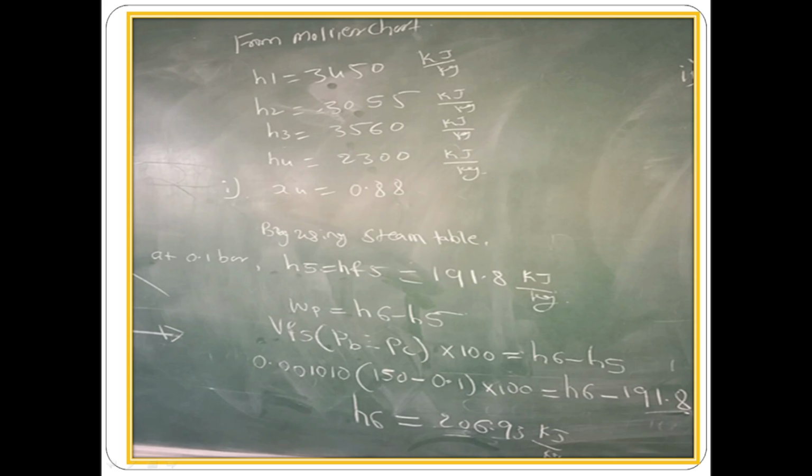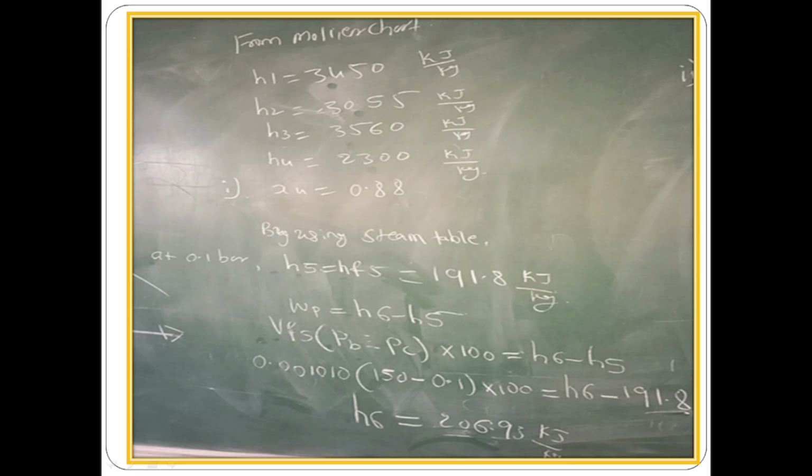And this particular VF we are going to find from the steam table. The operating pressure is again 0.1 bar. Refer to the saturated pressure table and write it here, 0.001010. The boiler pressure, as given, is 150 bar, minus condenser pressure 0.1 bar, multiplied by 100. H6 is unknown, and H5 we found from the steam table, 191.8. After this calculation we get H6 equal to 206.93 kilojoule per kg. You observe, compared to H1, the value is lesser, with a slight increase in H6.